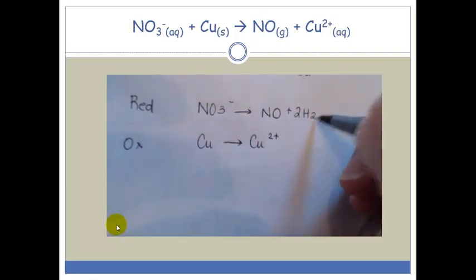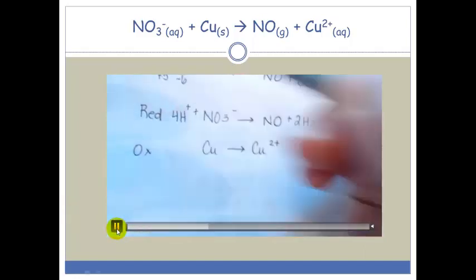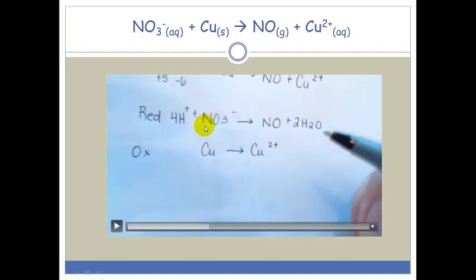Now we need to balance our equations for atoms. And since we only had one N here and one N here, we were good. And one copper, we were good. So the next step is to balance our equations for oxygen by adding water. Here we have 3 O's, and we only have 1 O here. So we need 2 more O's on the right.